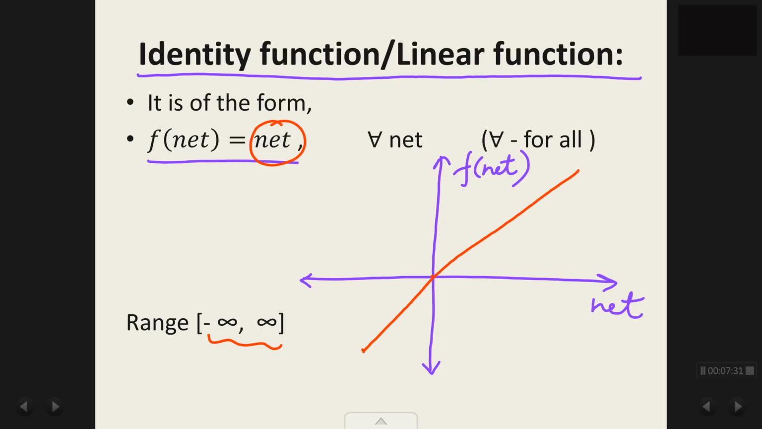Usually this function is not much used in neural networks. I will tell you why. But in certain places it can be used. I am not saying that it may not be used, but very rarely it is used.